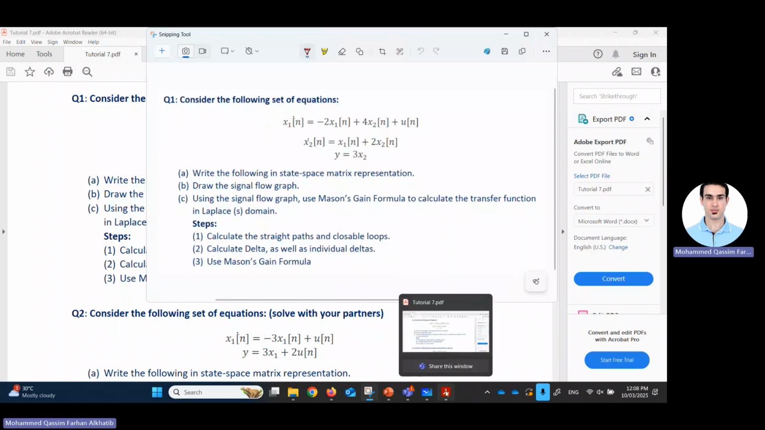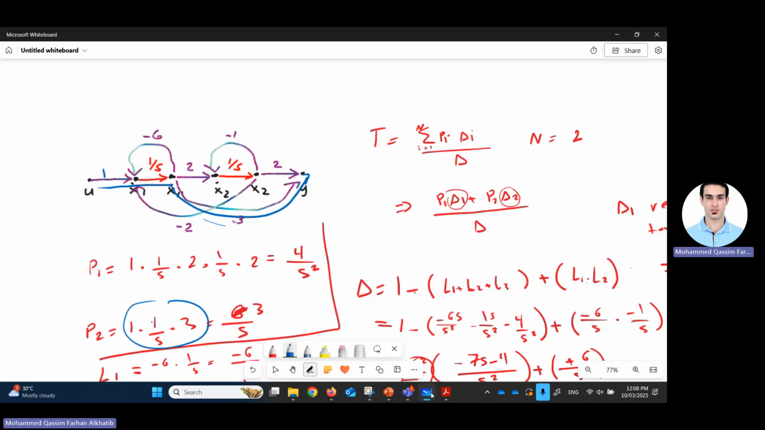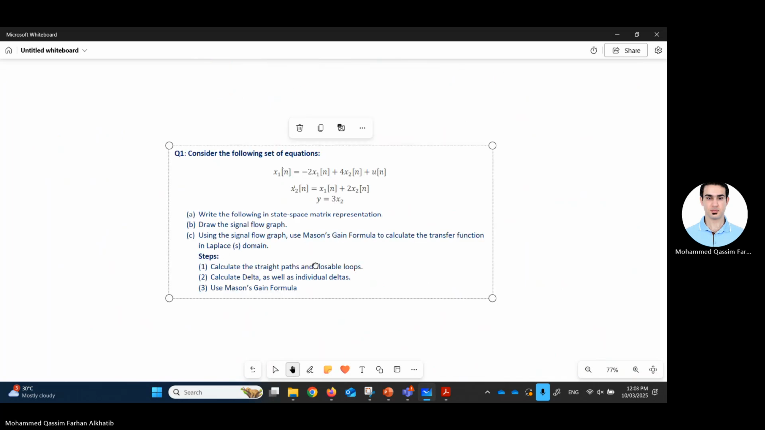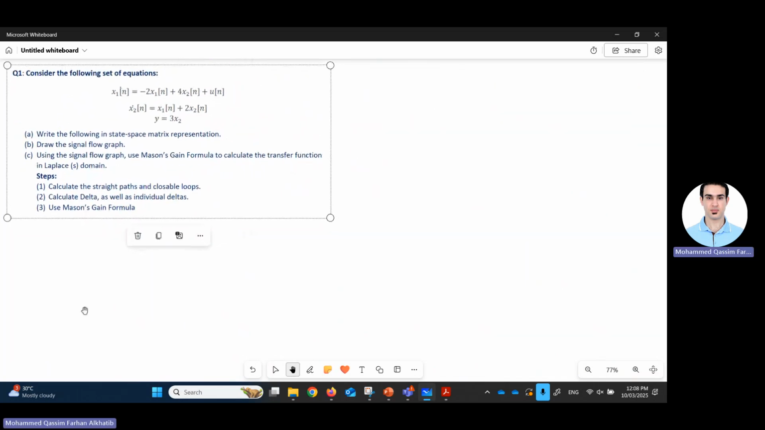So let me take a screenshot of this. Copy. Okay. By the way, the requirements are independent from each other. So A is not related to B. So if you don't solve A, doesn't mean that you cannot solve B. So this one is pretty straightforward. Let's represent it into state space representation. So let's see what we have here.